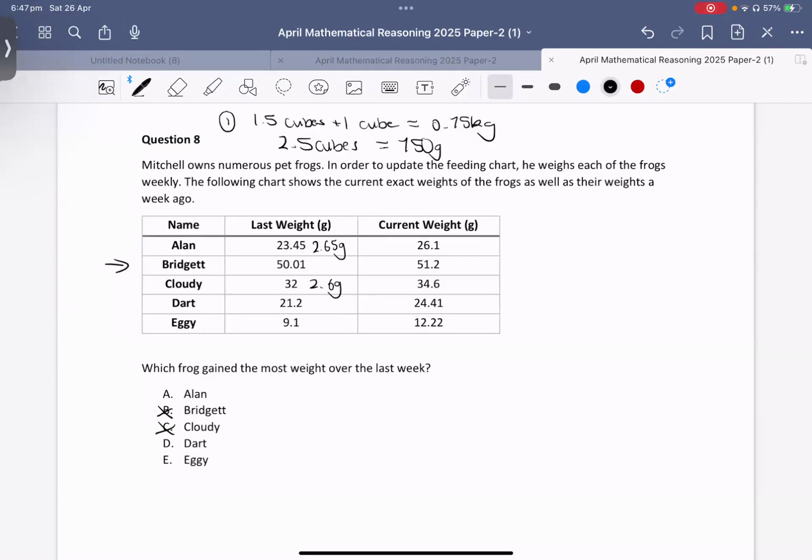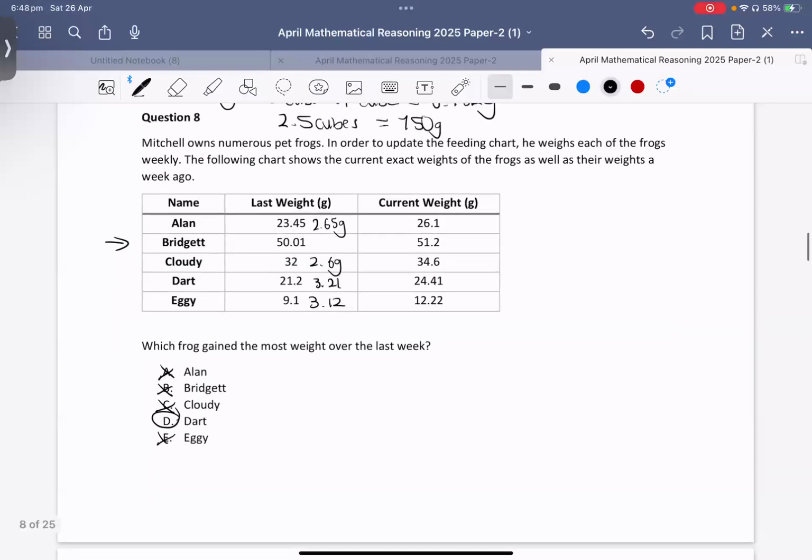And then if you look at Dart, Dart gained what? 3.21. So we can also eliminate Alan, because Dart had a bigger weight gain. And the last one we should check is Eggy. If you do 12.22 minus 9.1, you should get 3.12. And so we know that it's not going to be Eggy either. Dart has the biggest weight gain here. Okay, so how I would approach these sorts of questions is always eliminate your silly answer first, the one that just obviously isn't right, so you don't do extra work for yourself.